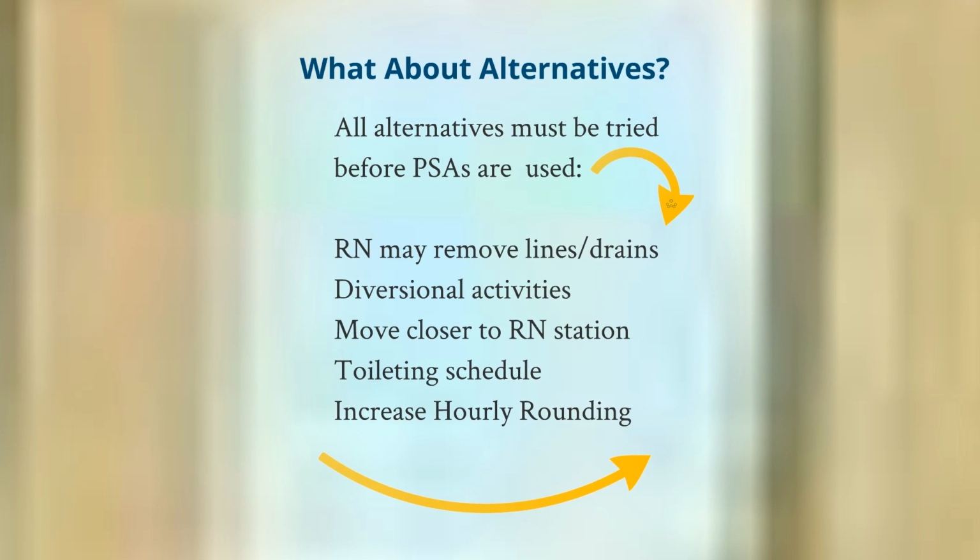Other strategies include removing any lines or drains. Taking out Foley catheters and removing saline locks can help. Offering diversional activities for your patients. Moving the patient closer to the nurse's station can help. Having a toileting schedule or increasing your hourly rounding can also be used.